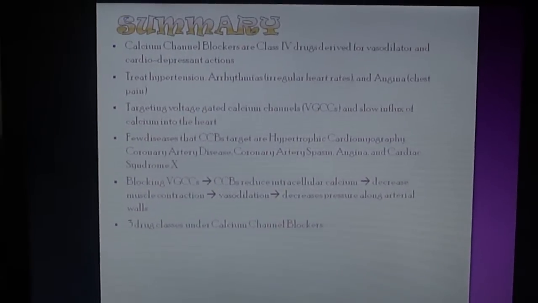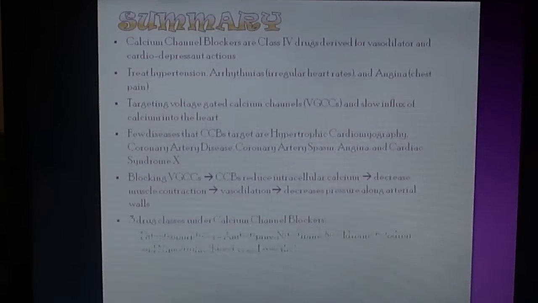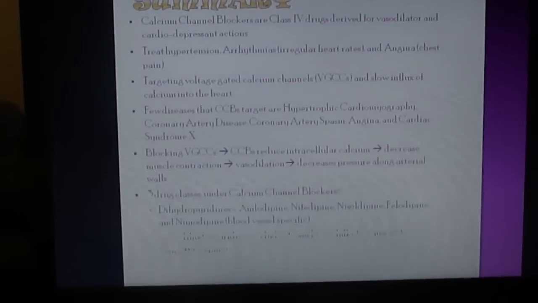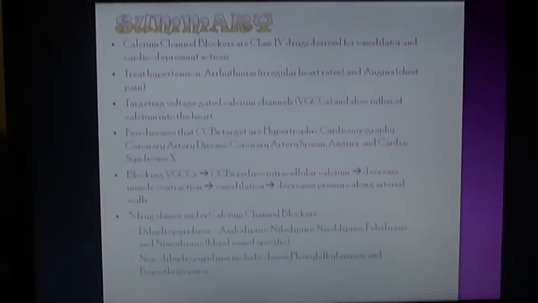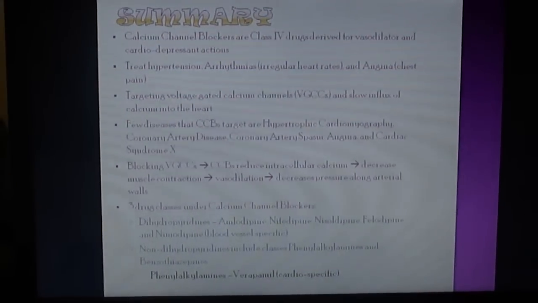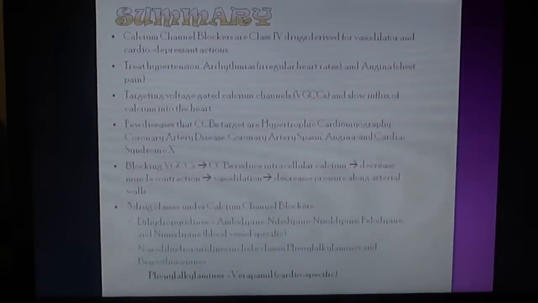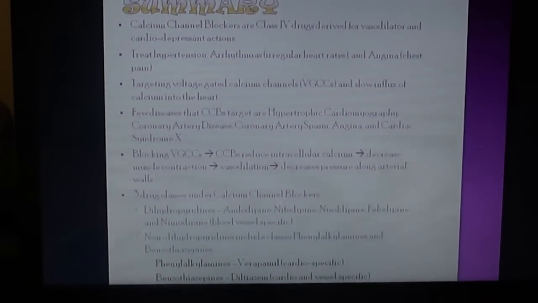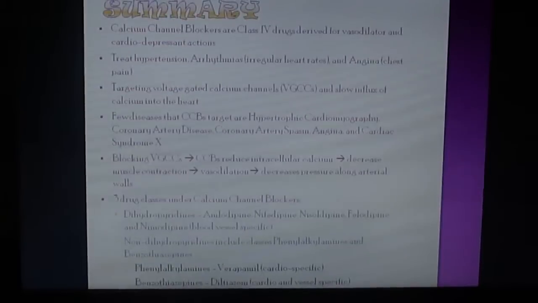There are 3 drug classes under calcium channel blockers. Dihydropyridines, example is amlodipine, and non-dihydropyridines include classes of phenylalkylamines and benzodiazepines. Phenylalkylamines, example is verapamil, which is cardio-specific, and benzodiazepines, example is diltiazem, and this is cardio and vessel-specific.